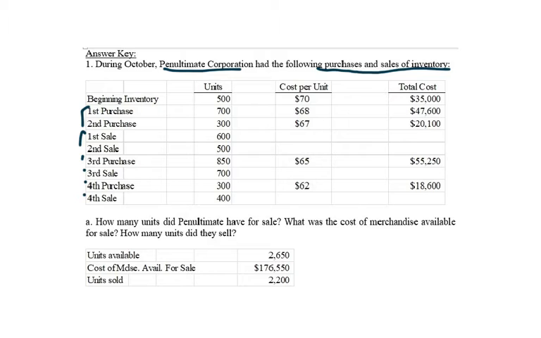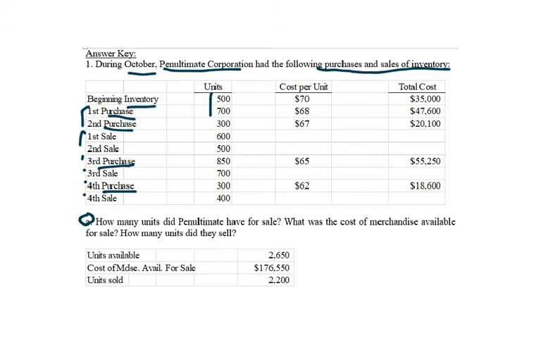Now, for part A, all we want to focus on is what? Purchases and beginning inventory. We don't care about any sales here. All we care about is wherever it says inventory or purchase, because the first thing I'm asking is, how many units did they have available for sale? In other words, what's the maximum number of units they could have sold during the period, which is the month of October that we're analyzing?